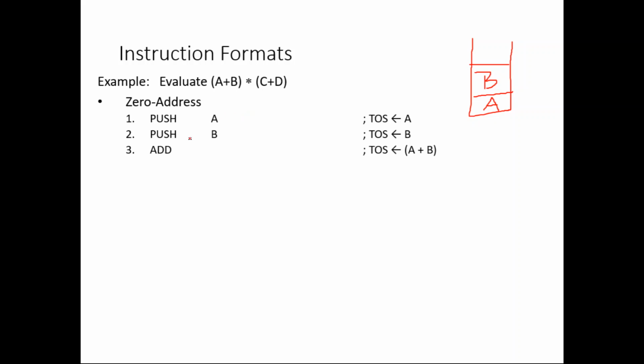Next, add. So when add is executed, that is when any arithmetic or logical operation is executed, the top two elements of the stack will be popped out. So this will pop out B and A, and both will be added, and the result will be stored in the top of the stack. Top of stack is B, that will be popped out. Top of stack minus 1, that also will be popped out, and that result will now be stored in the top of the stack. So now the top of stack will be A plus B.